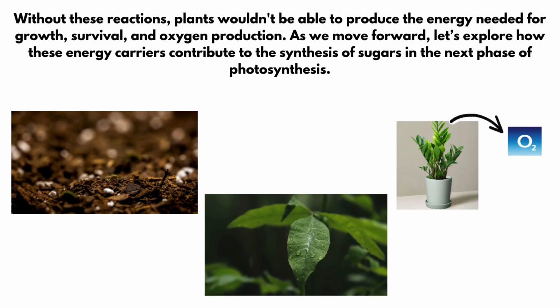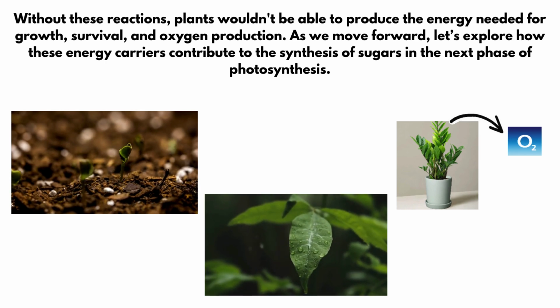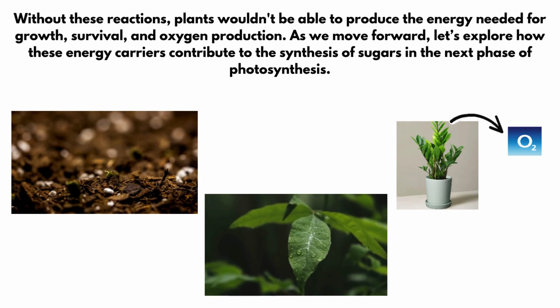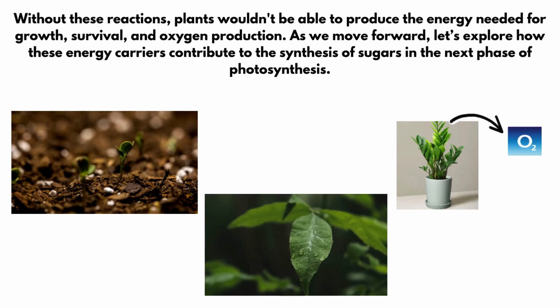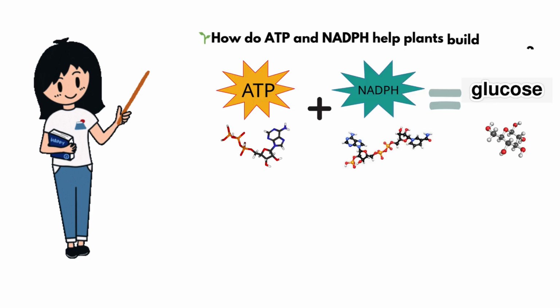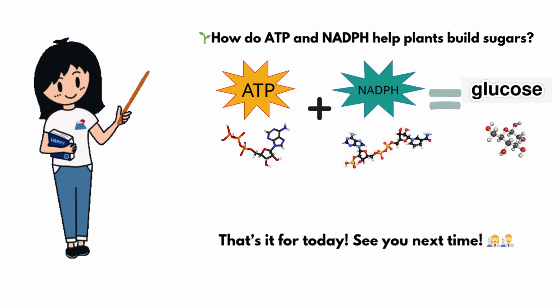As we move forward, let's explore how these energy carriers contribute to the synthesis of sugars in the next phase of photosynthesis. Today, we explored the light-dependent reactions and how plants transform sunlight into energy. As we move into the Calvin cycle, think about this: how do ATP and NADPH help plants build sugars?